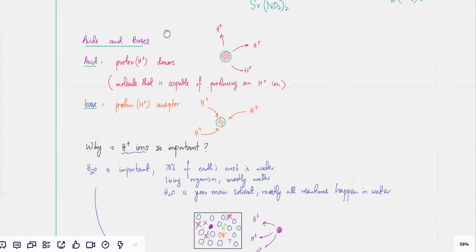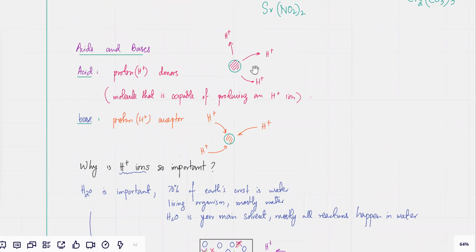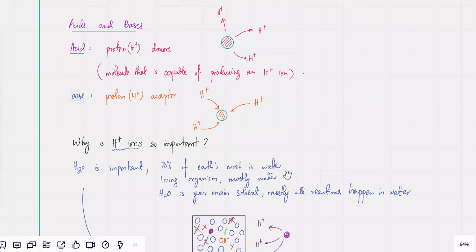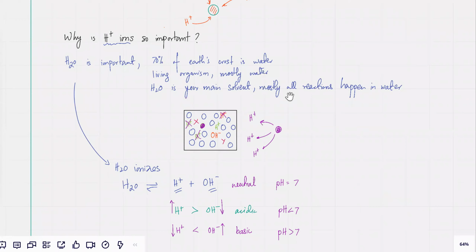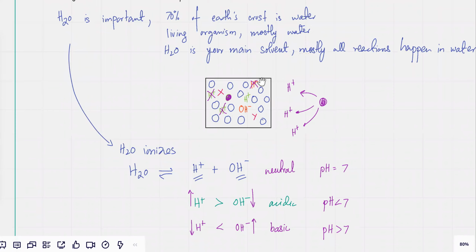and I told you that acids are any molecules that produce H plus ions, right? And if there's a molecule that gains H plus ions, that's a base. And we also talked about the importance of these H plus and OH ions. I told you that water is important; it's everywhere. Most of the reactions are happening in water. So the composition of water really matters.